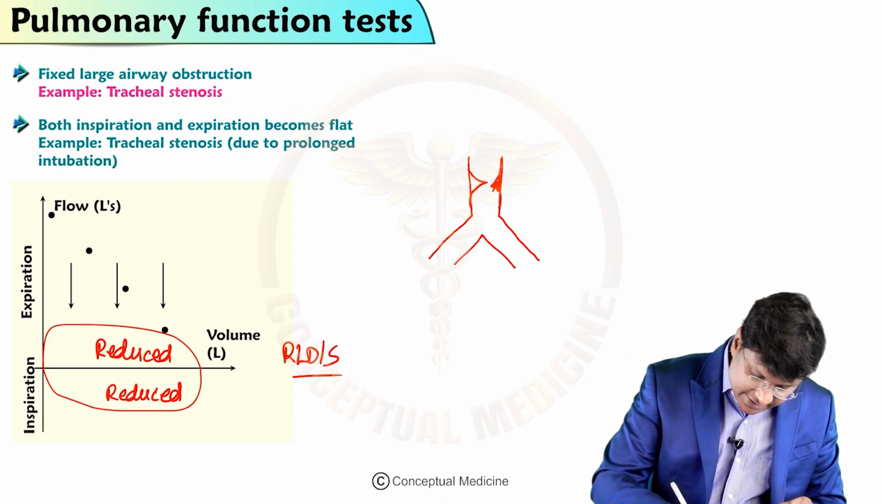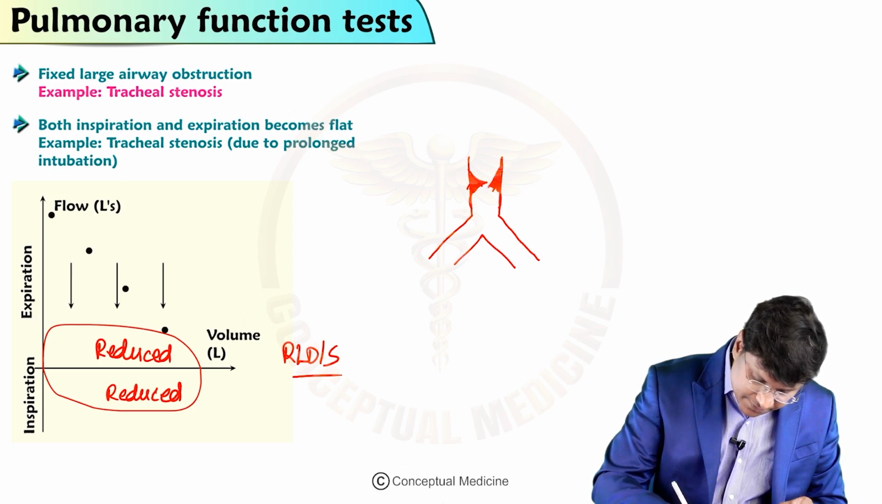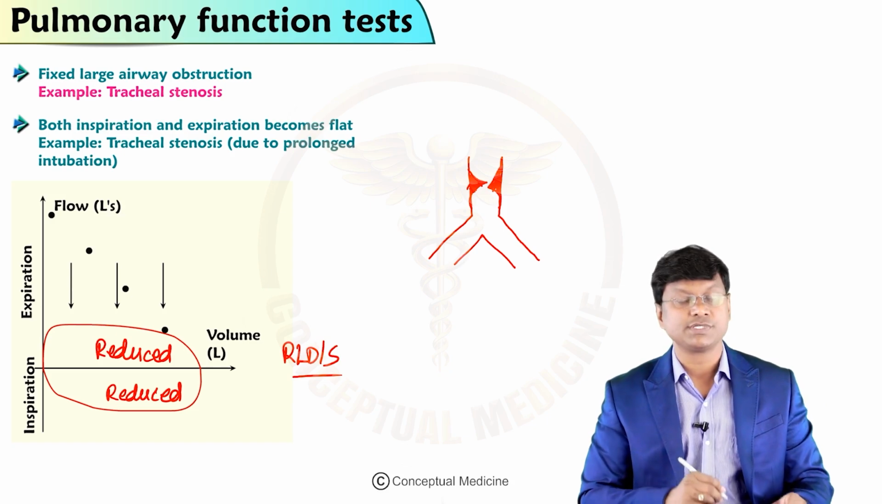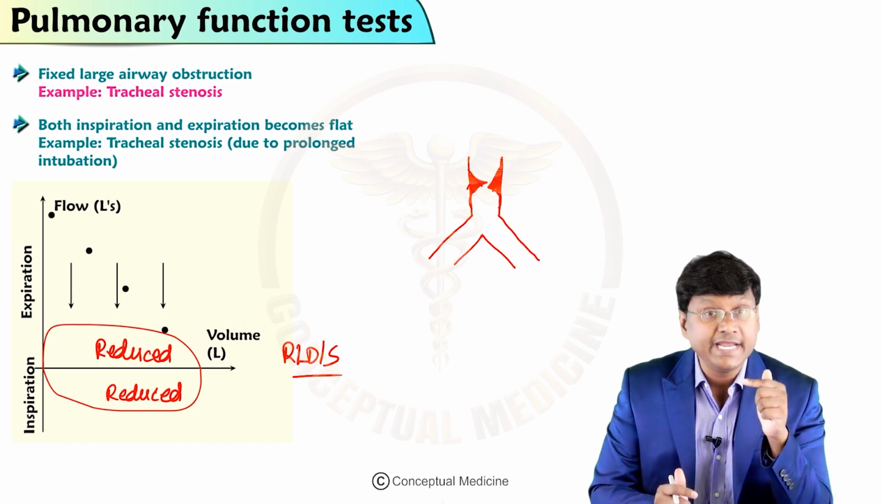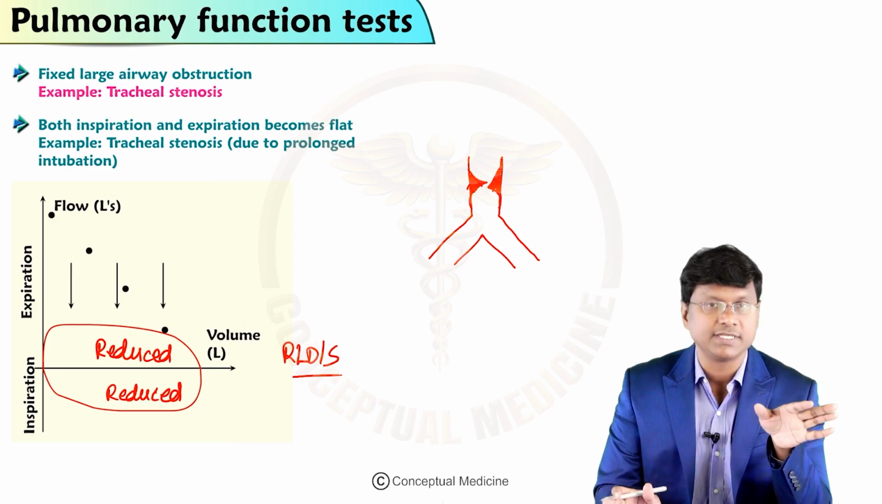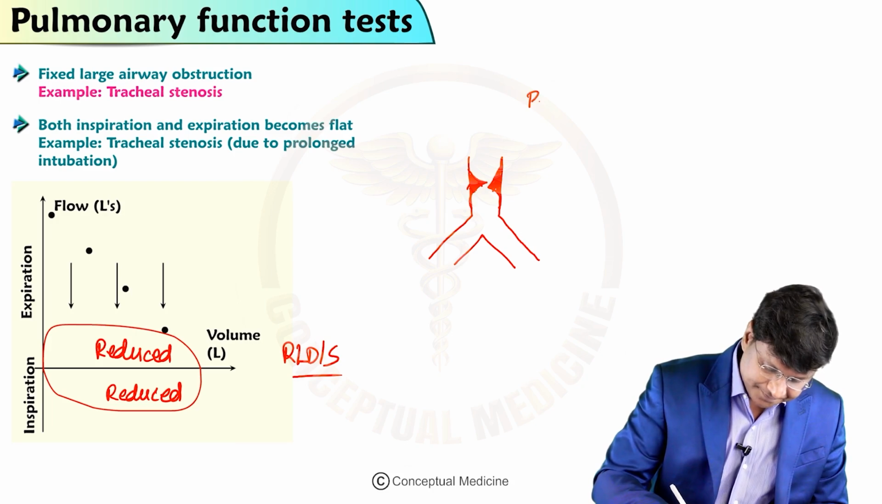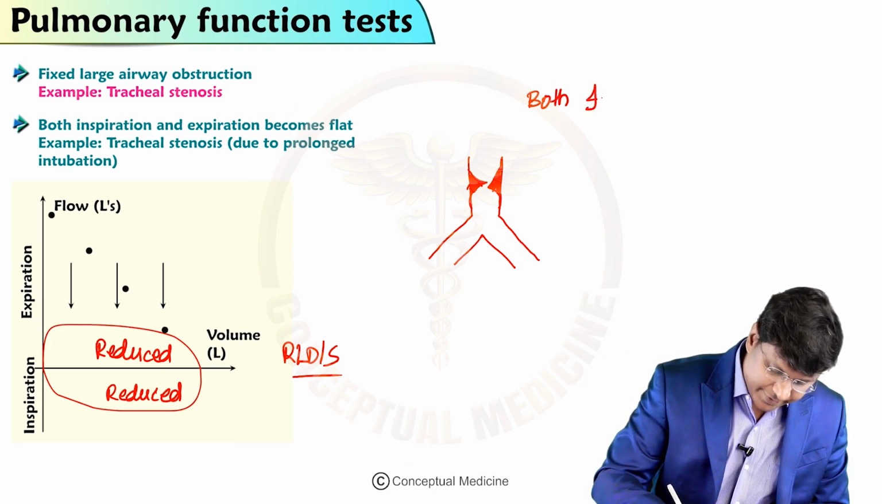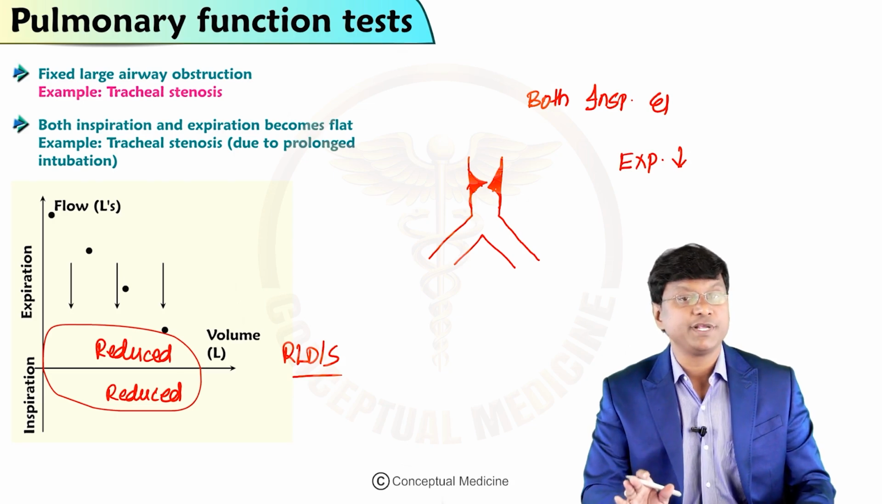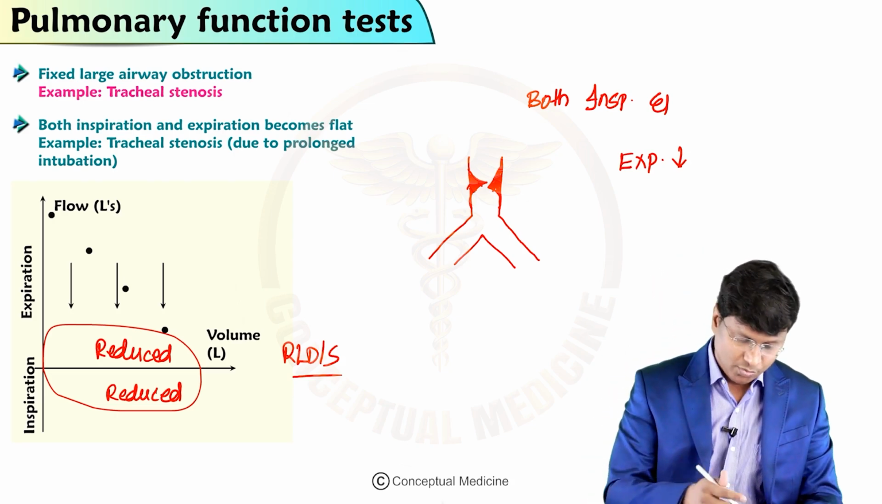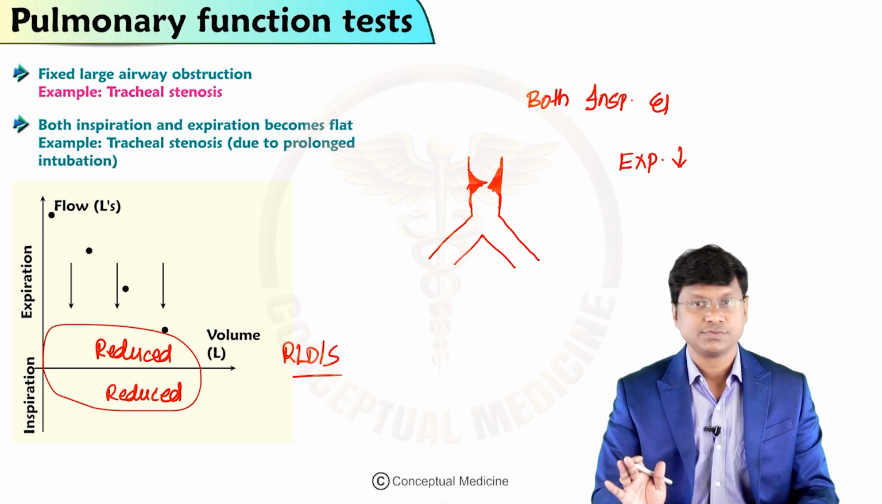Example, tracheal stenosis. In which group of individuals can you have tracheal stenosis? You can have tracheal stenosis secondary to prolonged intubation. So in patients with tracheal stenosis, both inspiration and expiration are reduced. Both inspiration and expiration become flat. So what is the example? That is tracheal stenosis, right?